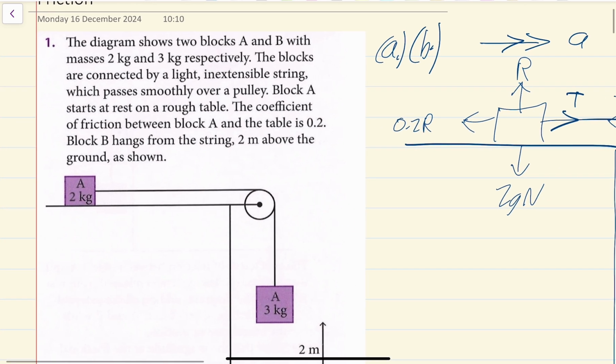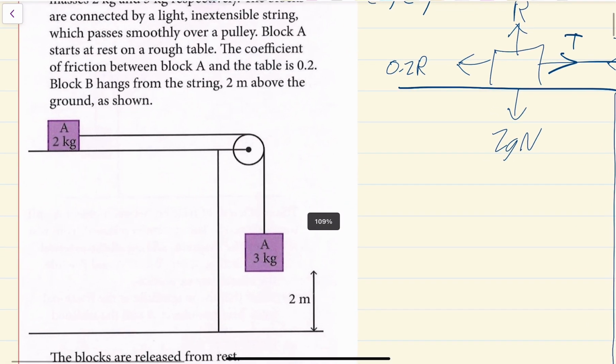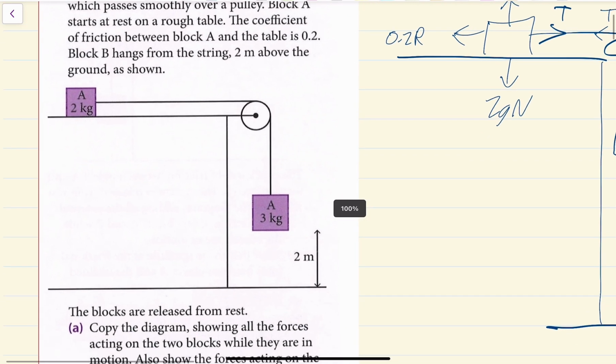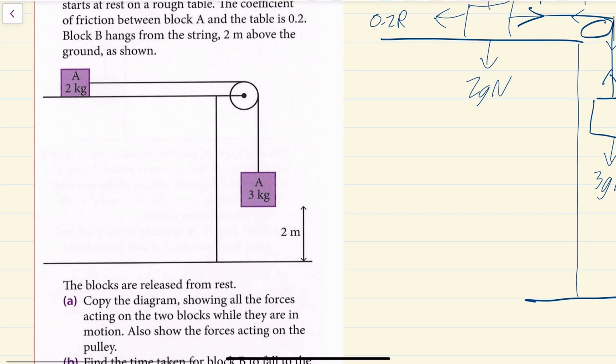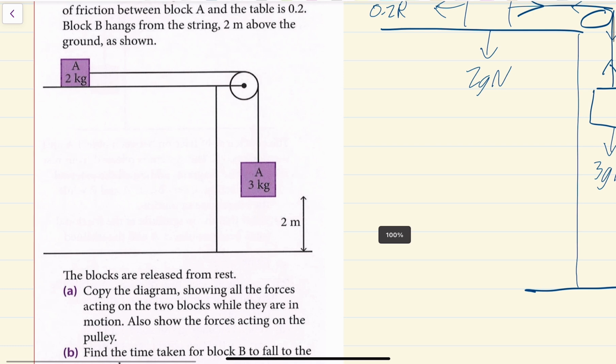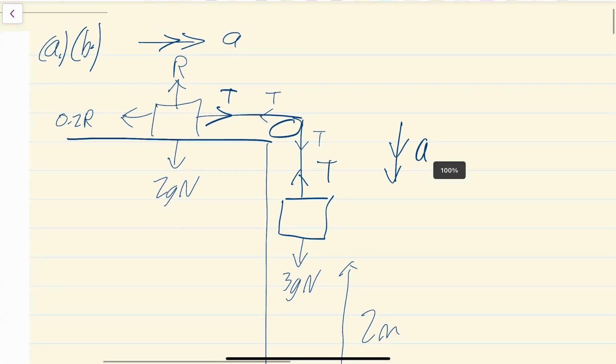The coefficient of friction between block A and the table is 0.2. Block B hangs from the string 2 meters above the ground. So this is your initial setup here. And then it says the blocks are released from rest. Copy the diagram showing all the forces acting on the two blocks while they're in motion. Also show the forces acting on the pulley. So your diagram is like this.